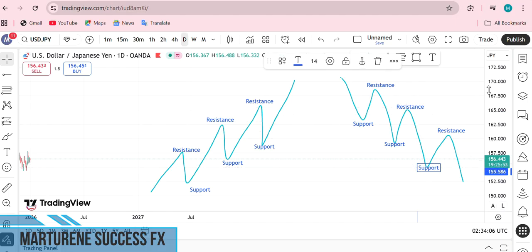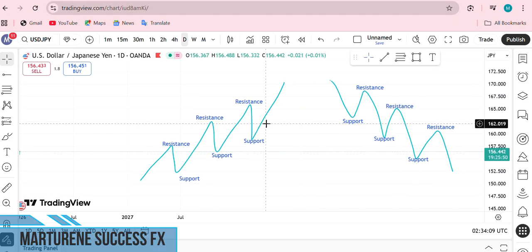Now, why is this concept of support and resistance so important? We need to understand that in trading, we have two factors affecting the price. We have fundamental analysis, and we have technical analysis. I'll speak about fundamental analysis some other time in another video.